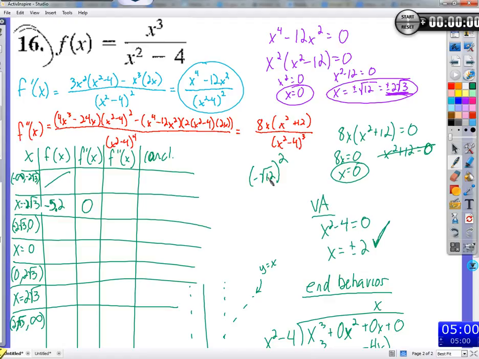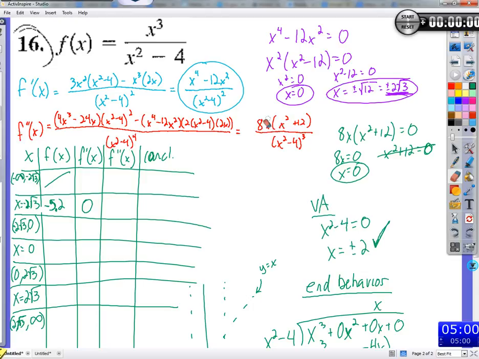Squared. Okay. So negative root 12 times negative root 12 would be positive 12, plus 12 coming up. This is just a simplified square root of 12, which is the square root of 4 times the square root of 3. So that's 12 plus 12, that's 24, that's positive.